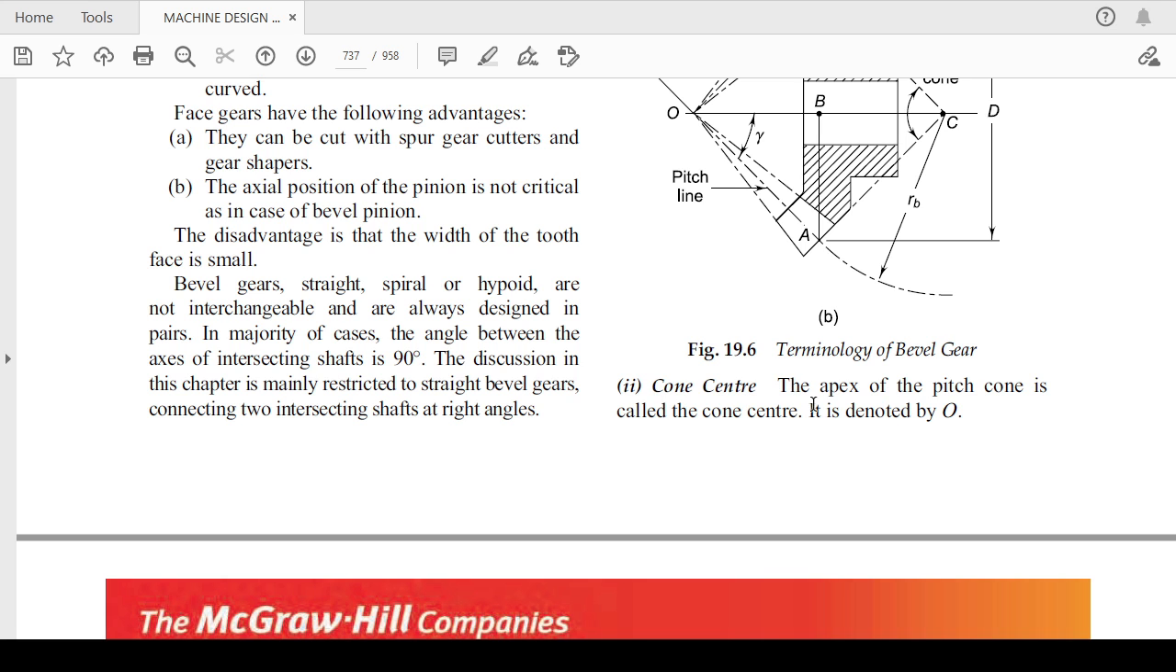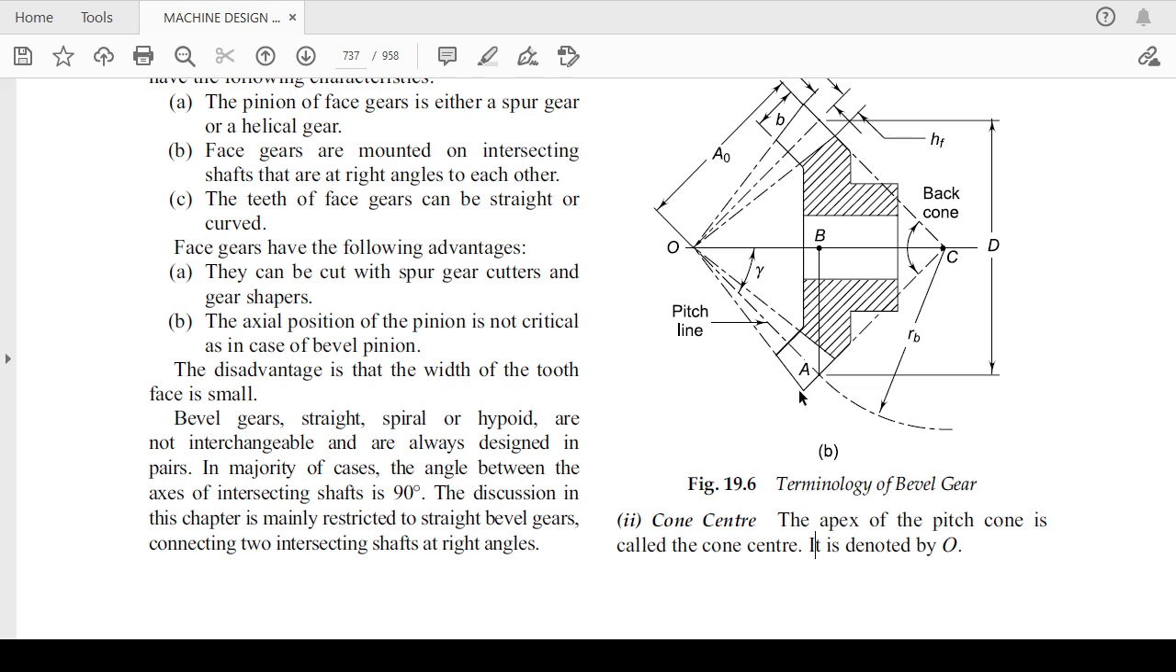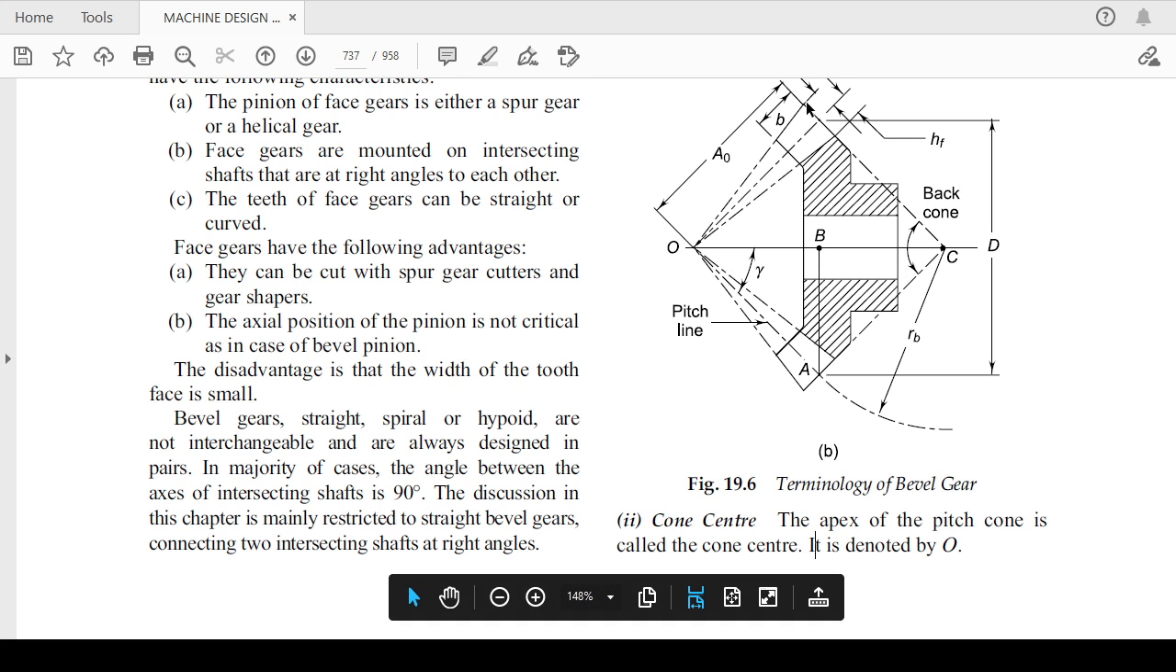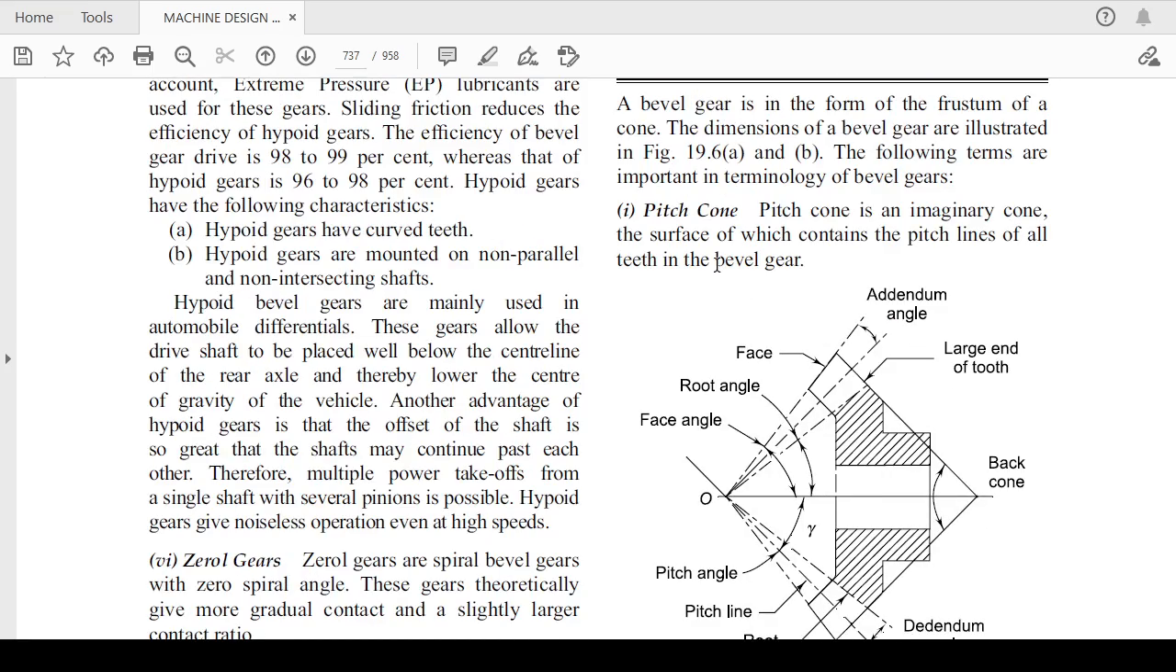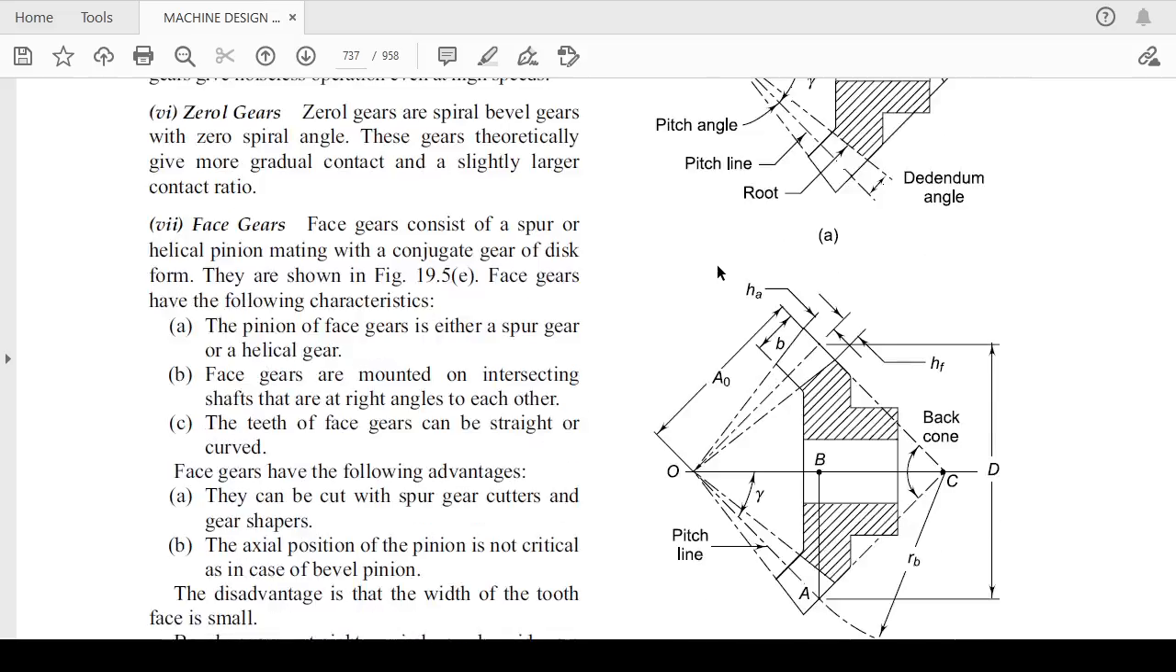There is a cone center. The apex of the pitch cone is called the cone center, and it is denoted by O. This O point is called the cone center, which we have discussed before. And this is the whole cone, dotted, and this is the back cone point C. In this way you can explain the pitch cone very clearly whenever it is asked.